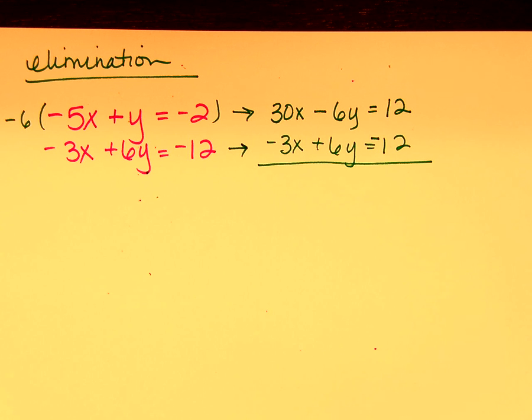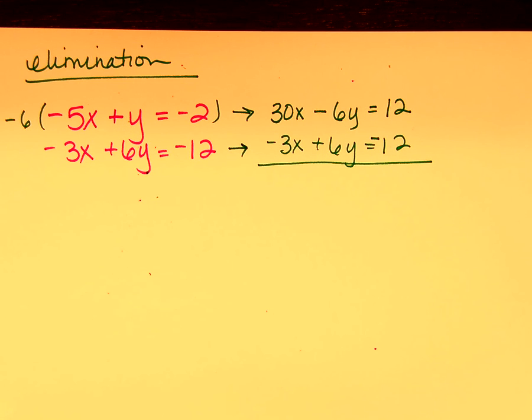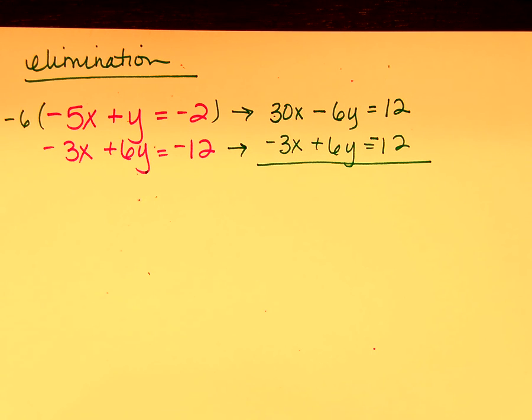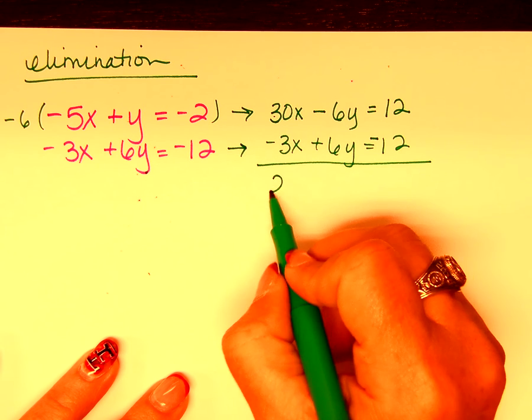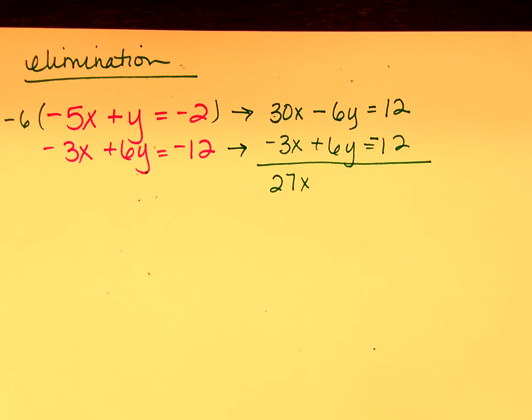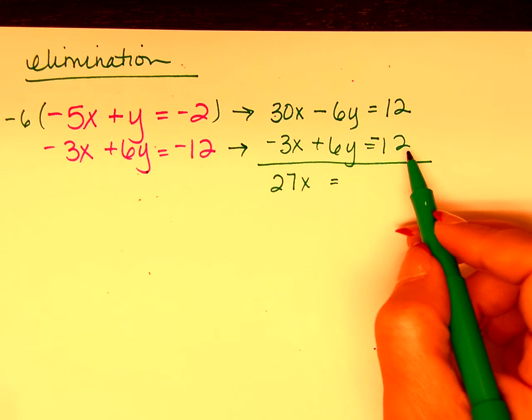If we're solving by elimination, now that I have everything lined up, now I combine them. I combine the two equations to eliminate the variable that I need gone. So I have 30x and a -3x. What do I get there? 27x. -6y and +6y? Perfect. It's what I needed to happen. I needed it to be 0, right? So now the y variable is eliminated. And then I have 12 and -12.